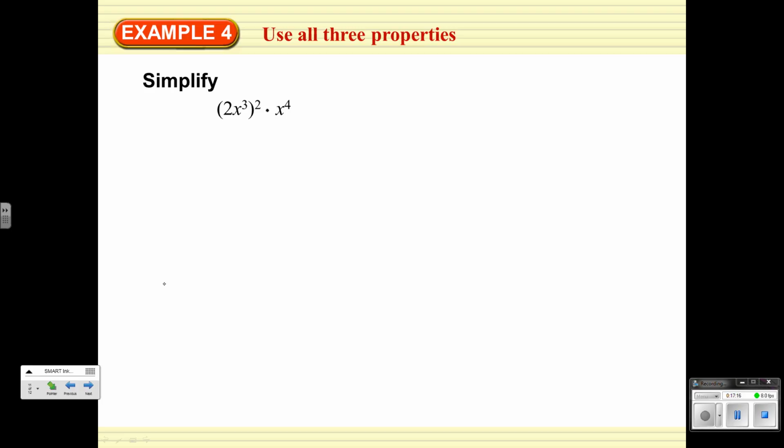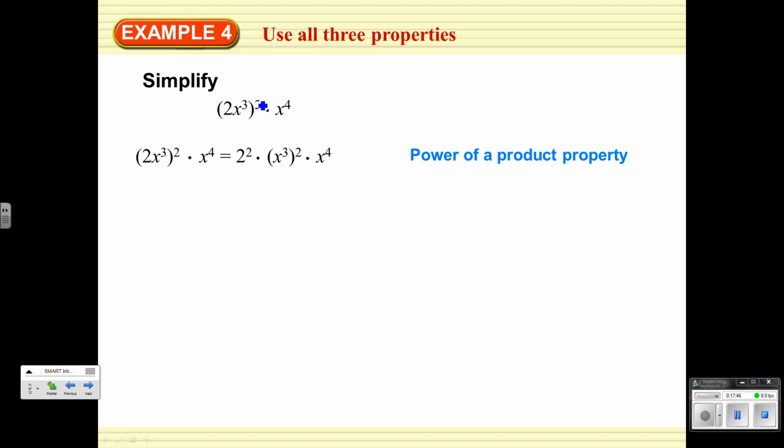So the first thing we're going to do is use the power of a product. In other words, think of it like getting rid of those parentheses, kind of like order of operations to some degree. Get rid of your parentheses. So this 2 squares everything inside this parentheses. So we get 2 squared, which is right here, and we get x to the 3rd squared, which is right here. And then our x to the 4th just gets copied down.